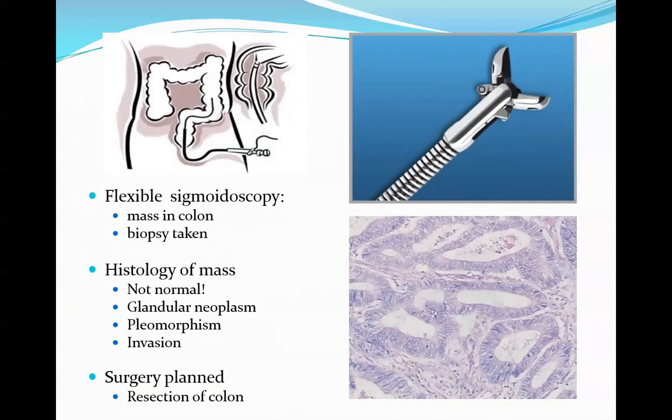So histologically the mass is not normal: glandular neoplasia, pleomorphism is there. So the surgeon does excision, meaning taking out that particular mass. What's pleomorphism? Pleomorphism, we will tell you, Dr. Oban, when he will be teaching you. Pleomorphism basically means abnormal cells.